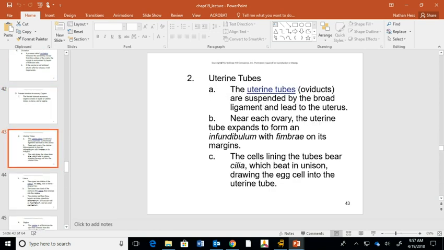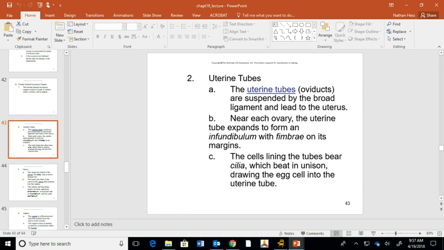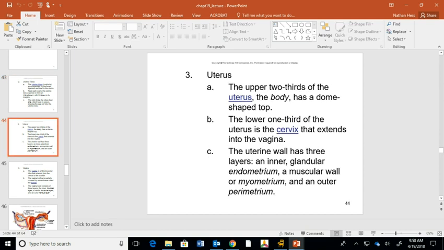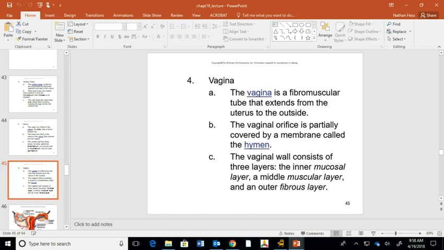Here are the anatomy slides. We've covered basically all of these. And again, that point that I made about the infundibulum with the fimbriae that are basically drawing that egg into the uterine tube when it's released from the ovary. Yep, already talked about all these pieces here.